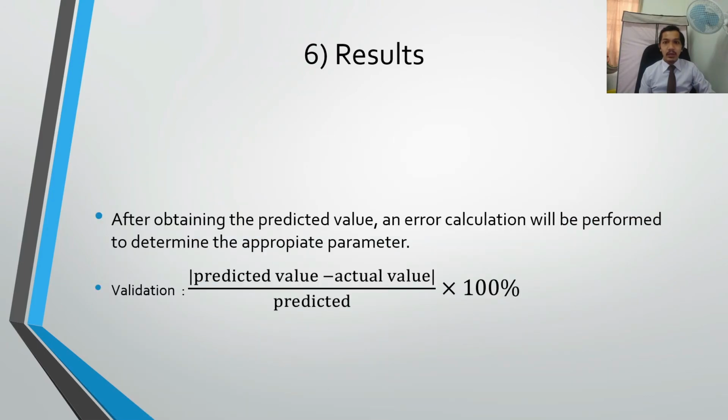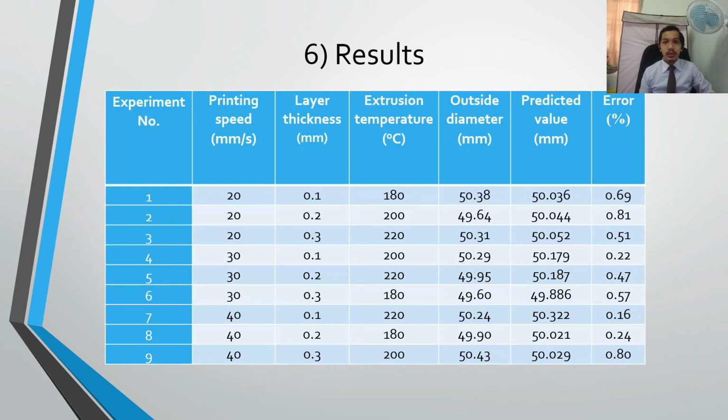Next, after obtaining the predicted value, an error calculation will be performed on each experiment run. To validate the experiment run, the error calculation is shown on the slide. Now, this table shows the predicted values as well as their error at each experiment run.